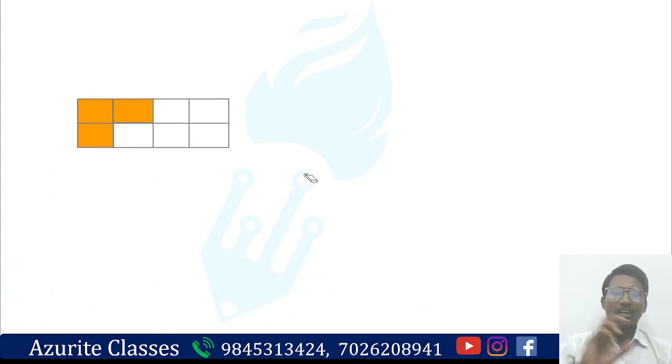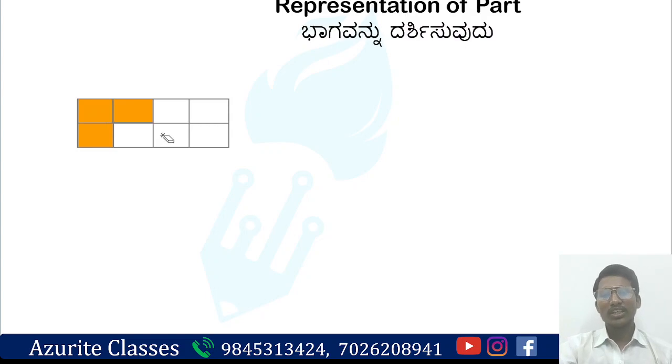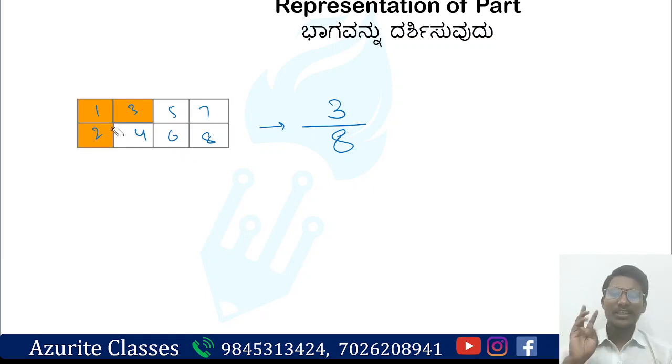Now let us see how we represent the colored part. Here is the representation of the part. We have to count the total number of parts. How many parts are there? 1 2 3 4. If you count, there are a total of 8 parts. Out of those 8 parts, how many parts are colored or given? 3 parts. So out of 8 parts, 3 parts are given. That is 3 parts in 8, 3 divided by 8. That is how we represent it.